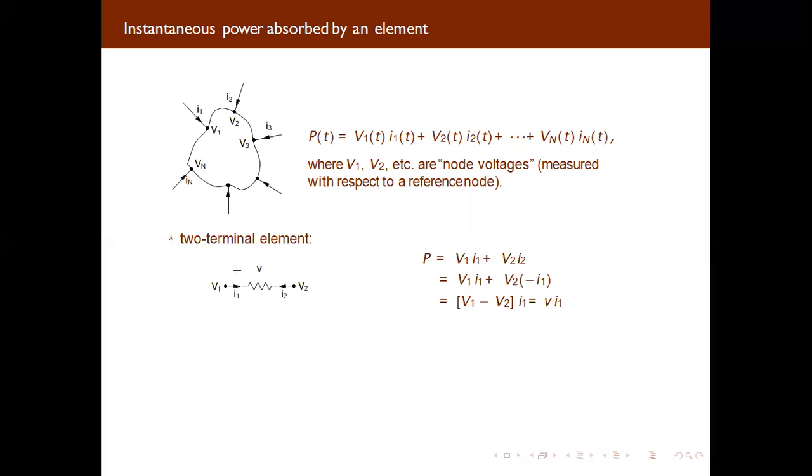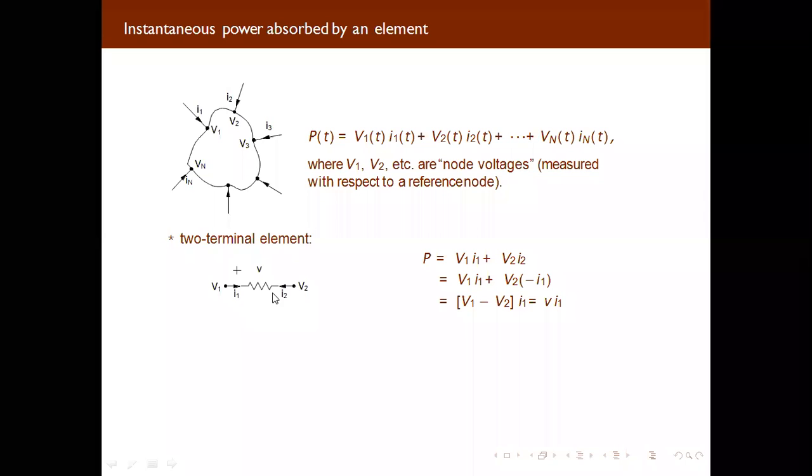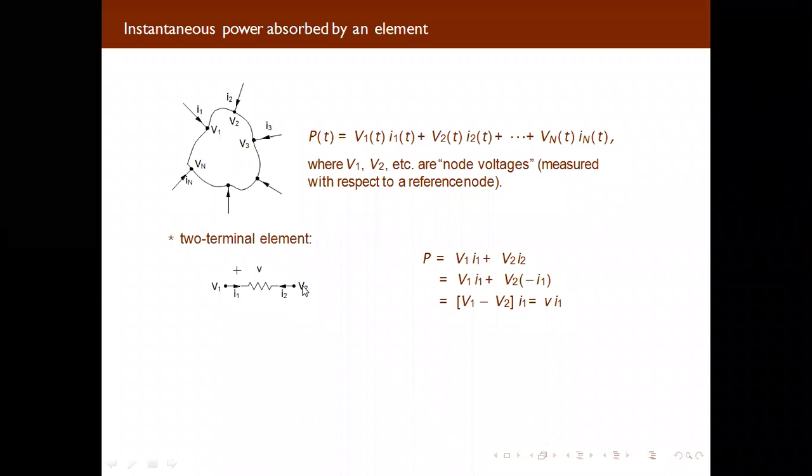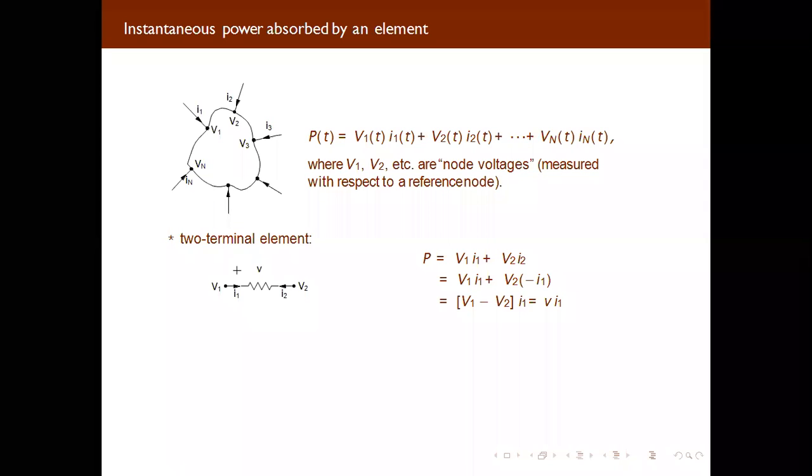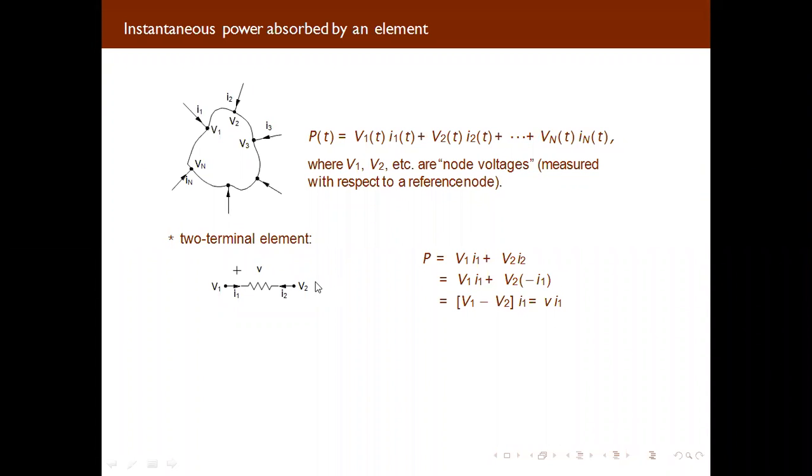Now you can see here, if we have a two-terminal element with this resistance, the voltage at this node is V1 and at this node the voltage is V2. So our equation becomes P equal to V1 I1 plus V2 I2. And if you see, this current is a potential drop, but this one is a potential rise. So you can take this direction as minus I1, because both have the same value of current, because this is the same element.